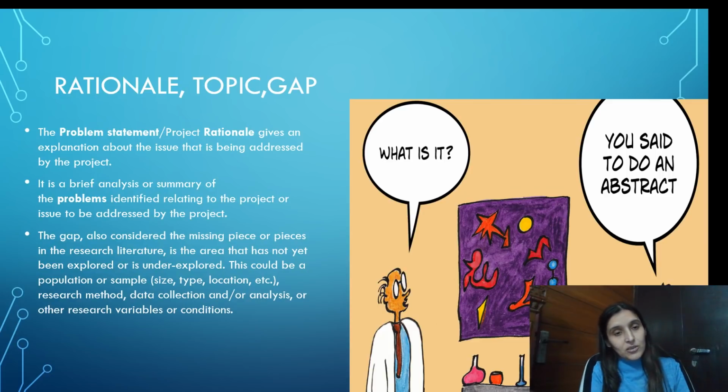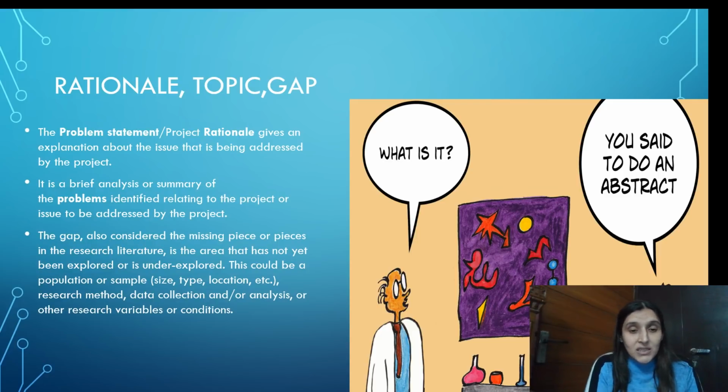A rationale or a problem statement gives an explanation about the issue that is being addressed by the project. It is a brief analysis or summary of problems. I repeat, problems. So, I was agitated, I was really depressed, there was no social life, I was very fat, I could not walk, I could not breathe while running. XYZ, problems. You have to do the same to your domain of research.